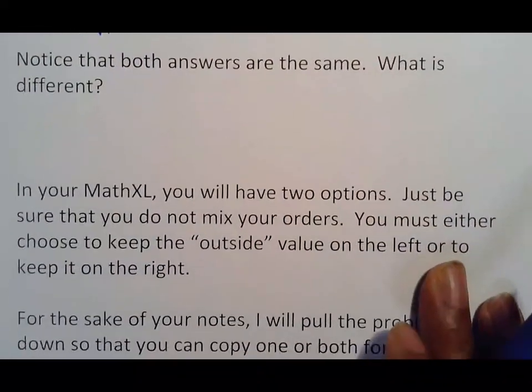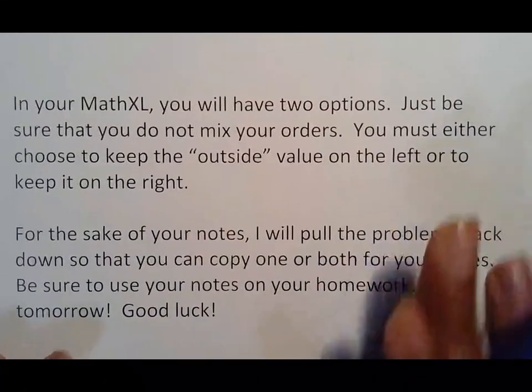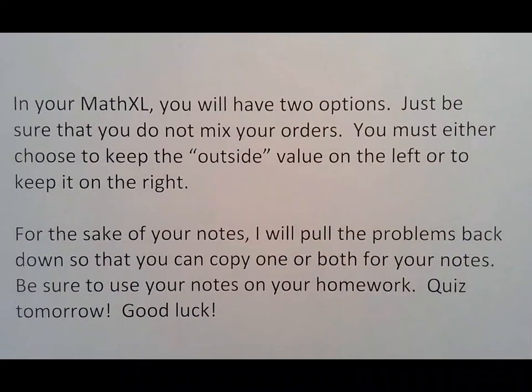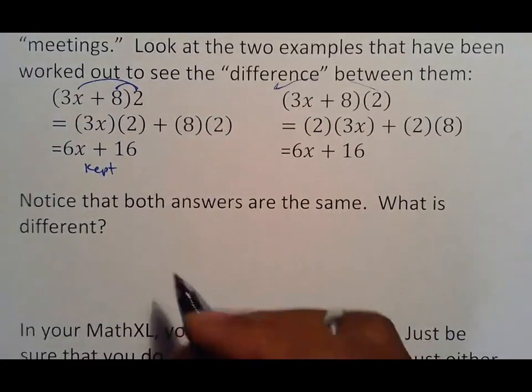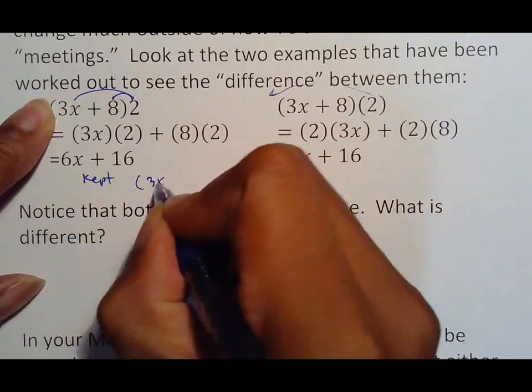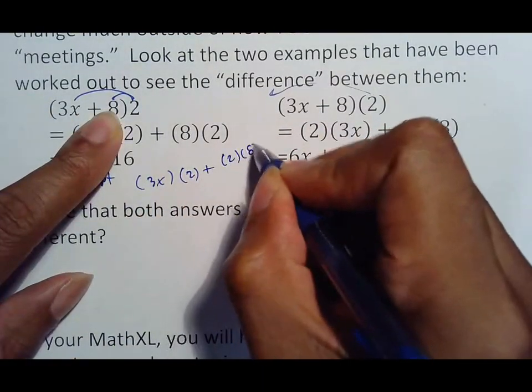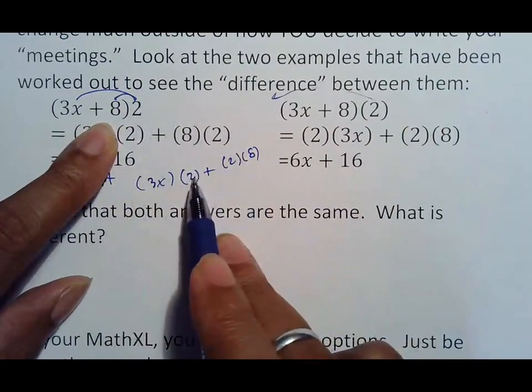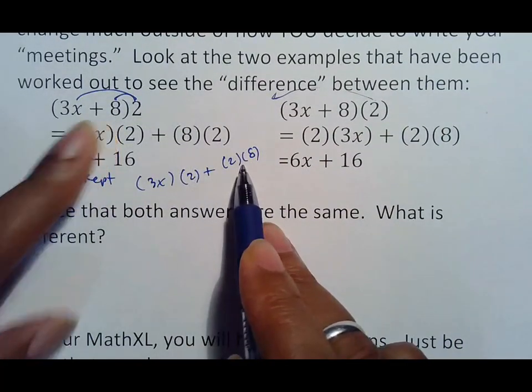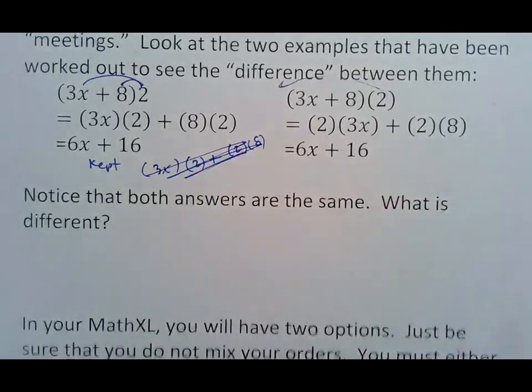In your Math XL, you're going to have 2 options. Just be sure you do not mix your orders. So you must either choose to keep the outside value on the left or to keep it on the right for both parts. So what I'm saying is, don't put 3x meets 2 and then 2 meets 8, because here you have the 2 in the second spot, here you have the 2 in the first spot. As long as you don't do that, you should be fine.